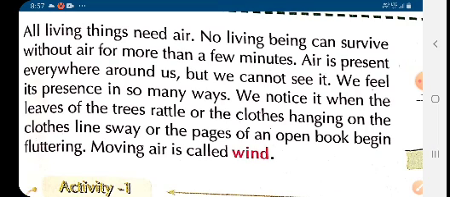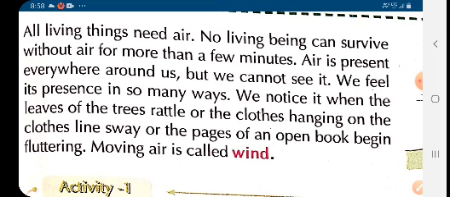Why can we not see air? Because air is colorless and odorless, but it is present everywhere, all around us. Even now, I am sitting in a room. All the empty space of this room is filled with air.